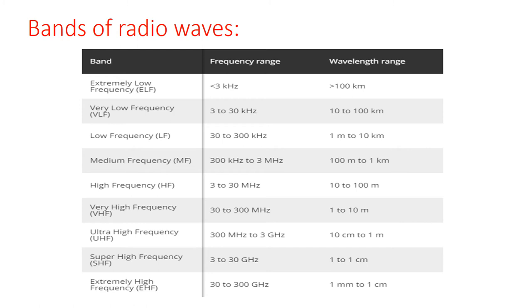Fourth is high frequency. Sixth is ultra high frequency, and the next is super high frequency, and the last is extremely high frequency. The frequency range of the extremely high frequency is 30 to 300 gigahertz, and the wavelength ranges from 1 millimeter to 1 centimeter. So it is clearly seen on the screen that as the frequency increases, the wavelength of the radio wave band decreases.